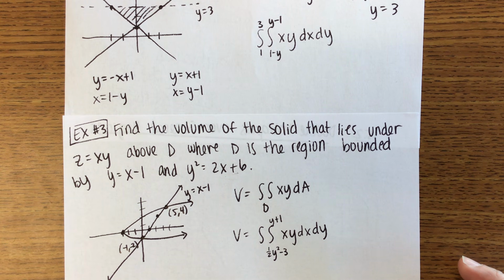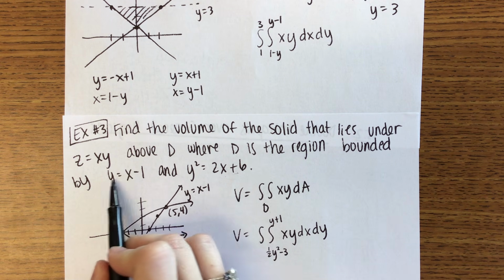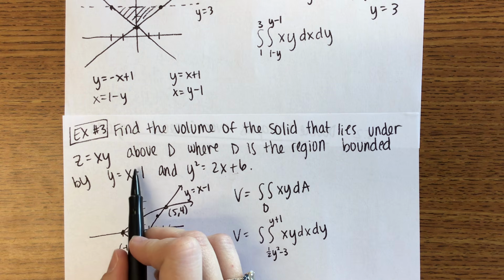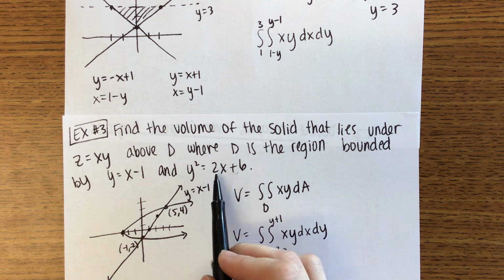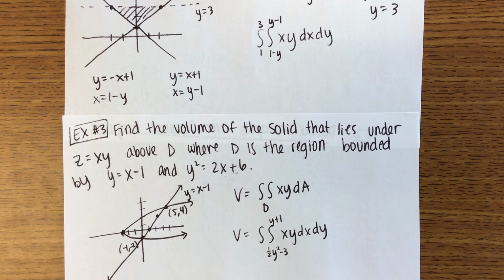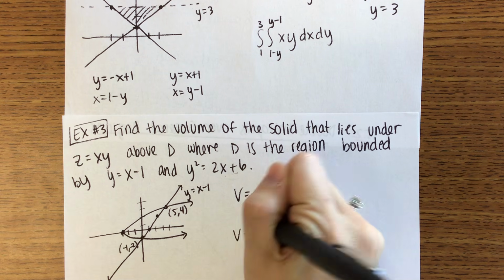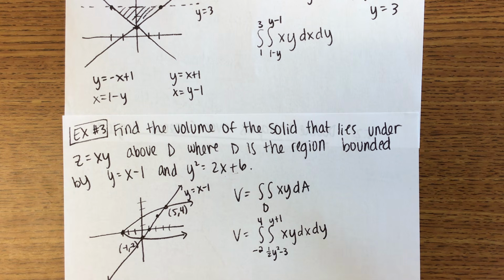Can you go to y plus 1 on 1/2 y squared minus 3? How you got that? I solved both of these for x. So added 1 over this one, subtracted 6 divided by 2. Is that enough? So then we should have gotten from -2 to 4. How many people got that? Great. Any questions?